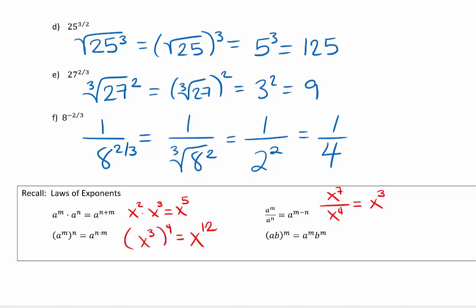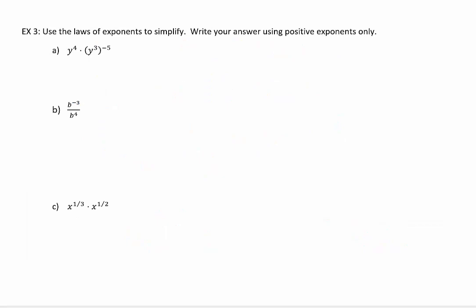Finally, our power rule says if you're going to take an exponent and raise it to an exponent, that's when you multiply. So x to the 3rd to the 4th is x to the 12th. And finally, if you have a product or a quotient raised to an exponent, that exponent applies to each piece. All right, so let's do some practice. I'm going to use the laws of exponents to simplify, and then it says write your answer using positive exponents first. So the first thing I'm going to do is get rid of the parentheses by multiplying the exponents.